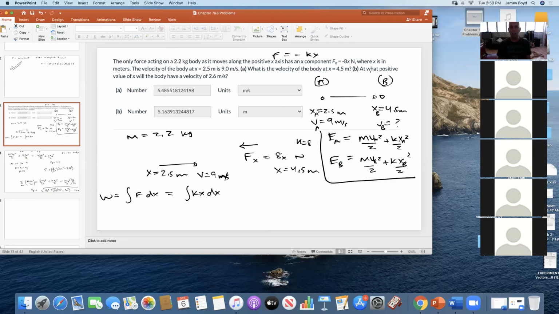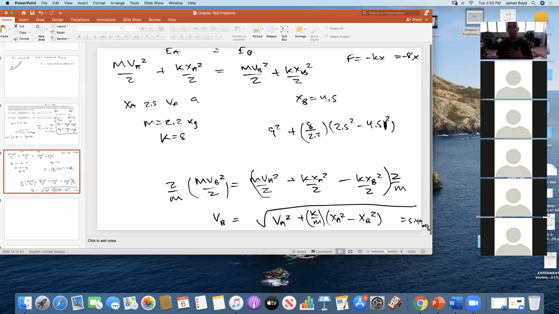Now, if we want to do at what positive value of x will the velocity be 2.6, we can do this all over again, but you plug in 2.6 here instead of 4.5, and that's all you do. The algorithm on these problems is write the energy in the types of energy it has, and then set them equal to each other. And that's all you have to do.